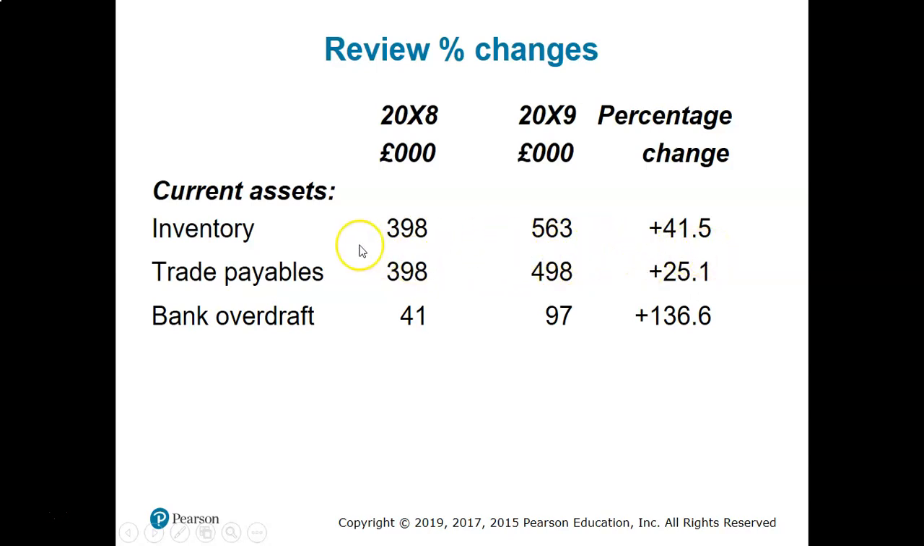Do we need that much inventory? What actually happened to the bank overdraft? Why did we have to borrow a larger amount of money from the bank? So this is what we are saying. This is a horizontal analysis for a closer look at that particular issue.